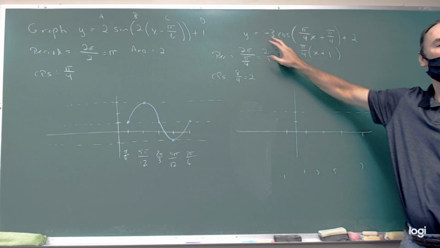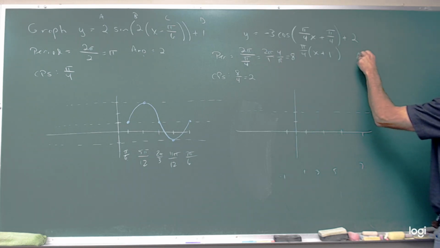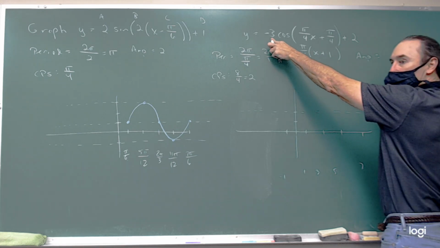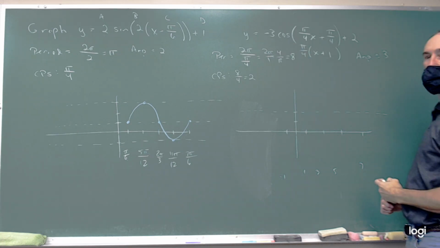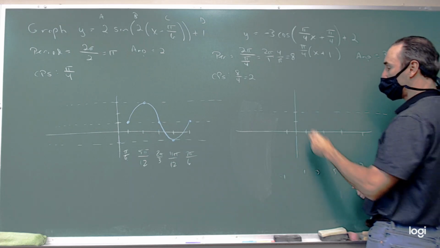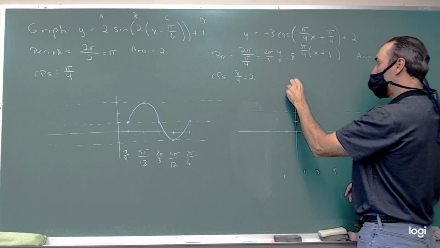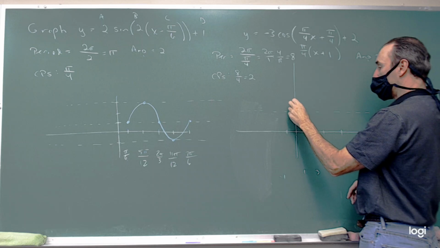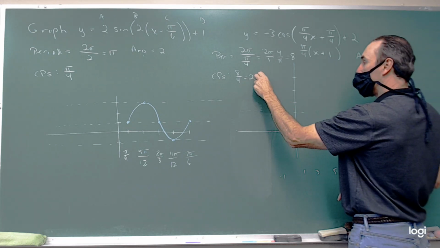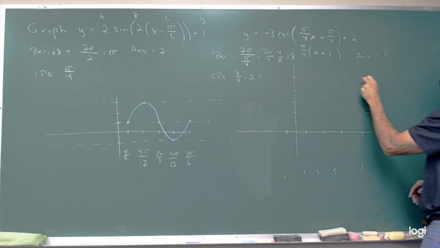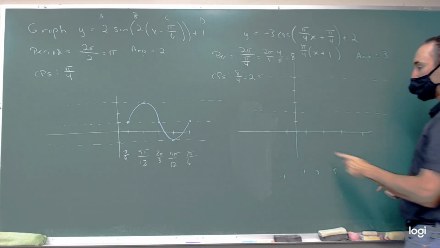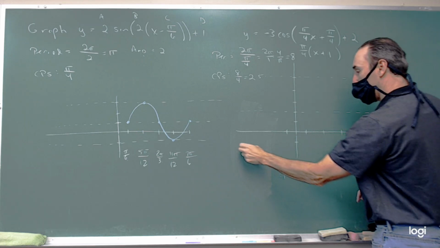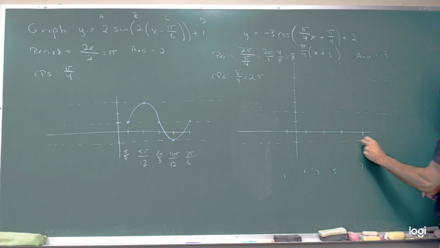So our amplitude here is going to be the absolute value of the -3. So the amplitude is 3. So we're going to go 3 up from the 2. So extend that a bit. 3, 4, that's going to be at 5. There's going to be the top of our graph. And then going down 3 from the midline will put us at -1. That's going to be the bottom of our graph.